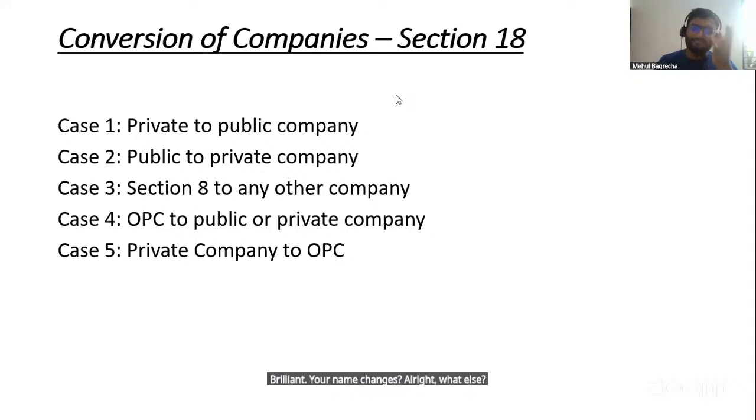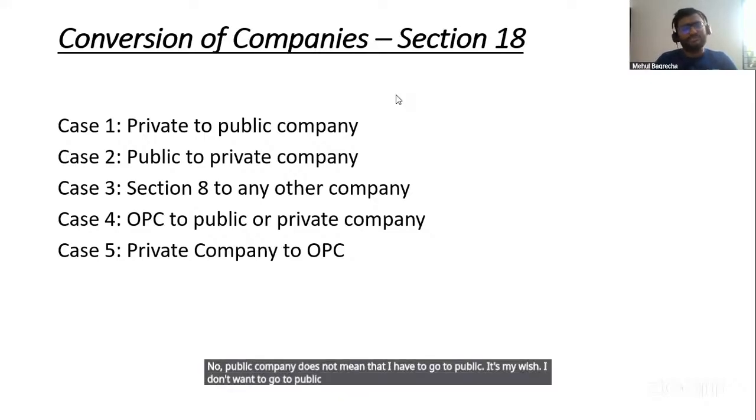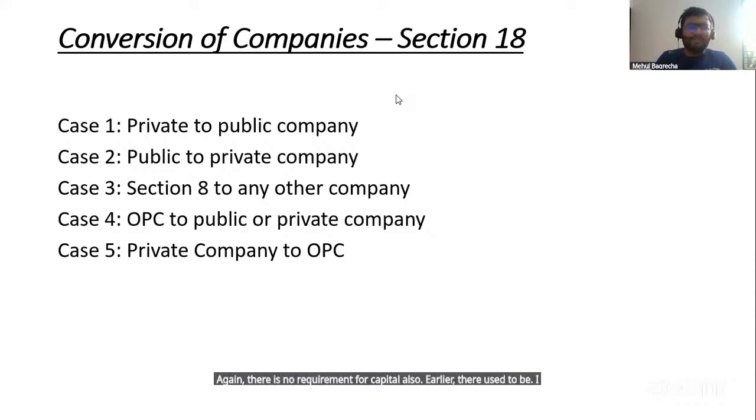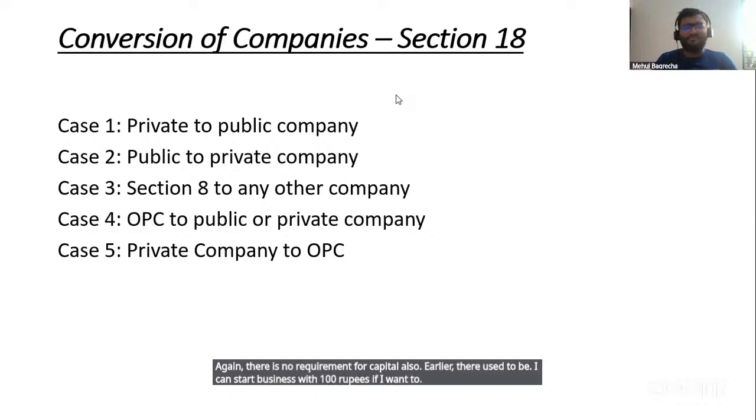One of the basic points is missing. Go ahead, Mufida. Public subscription. No, a public company does not mean that I have to go to the public. It's my wish. I don't want to go to the public. So public subscription is not mandatory. The capital. Again, there is no requirement for capital also. Earlier, there used to be. I can start a business with 100 rupees if I want to. It's my wish.